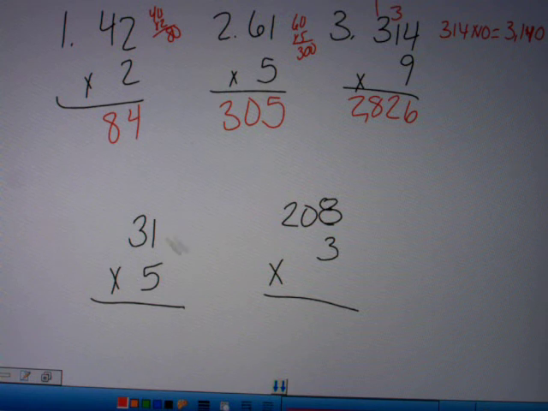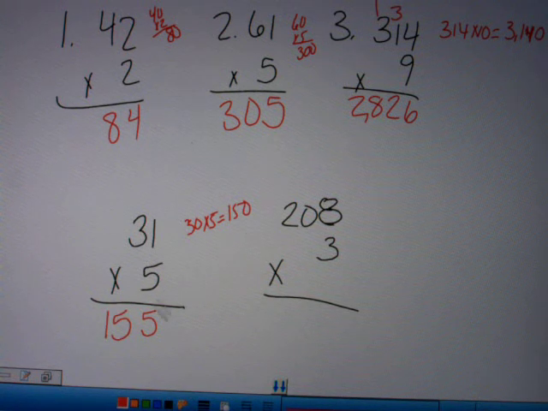And there's my answer. So here, 31 times 5, I'm going to do 30 times 5, which equals 150. So 5 times 1 is 5, and 5 times 3 is 15. You see that my estimate is close.